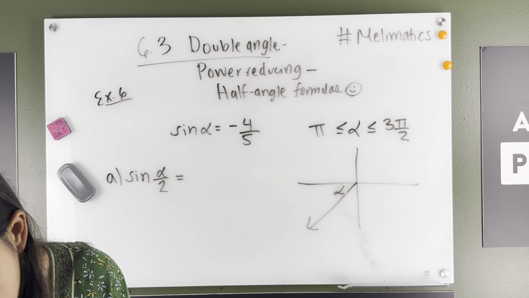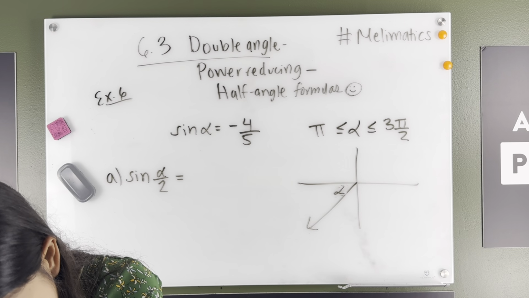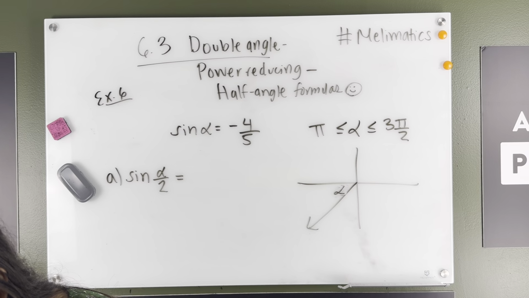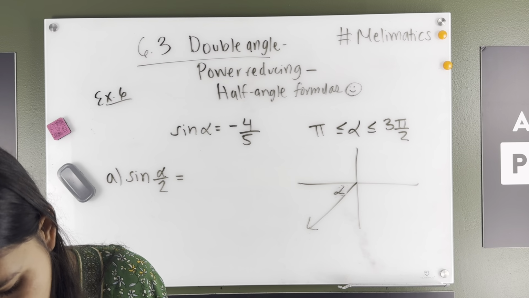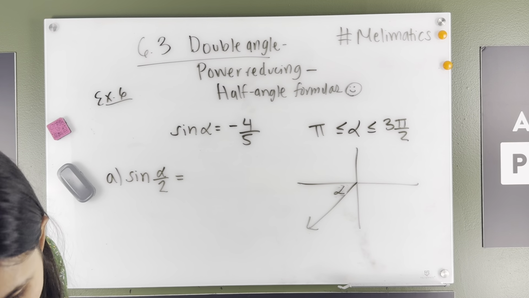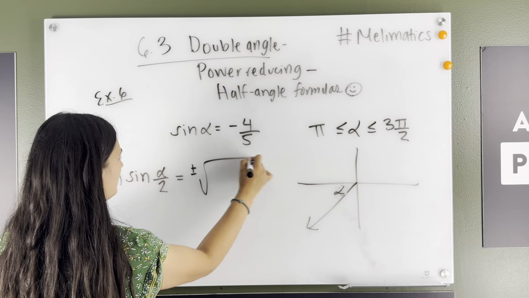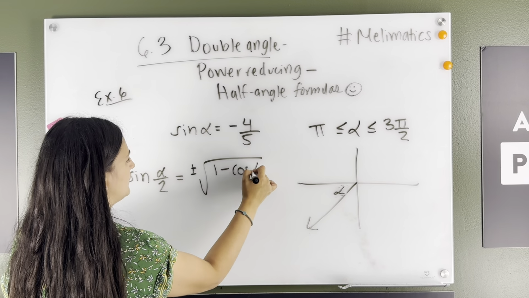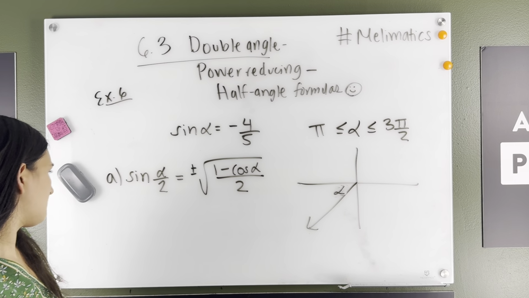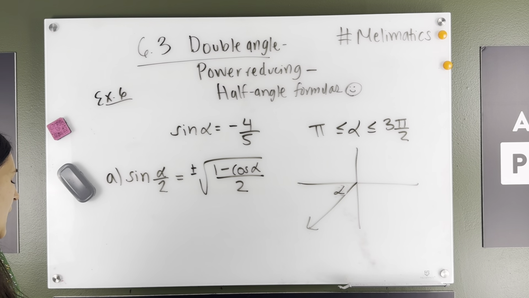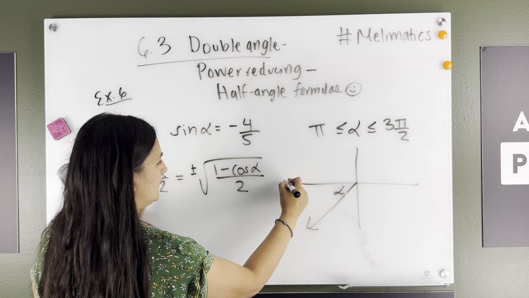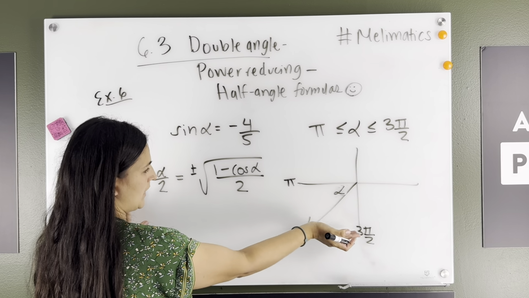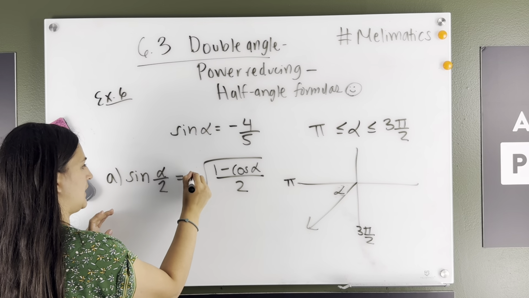Remember that the formula says, I erased it, but the formula is, for sine of alpha over 2, you just do plus or minus the square root of 1 minus cosine alpha over 2. Now, is sine in the third quadrant positive or negative? Remember, sine is y, so it's negative. So we're going to go ahead and use the negative.